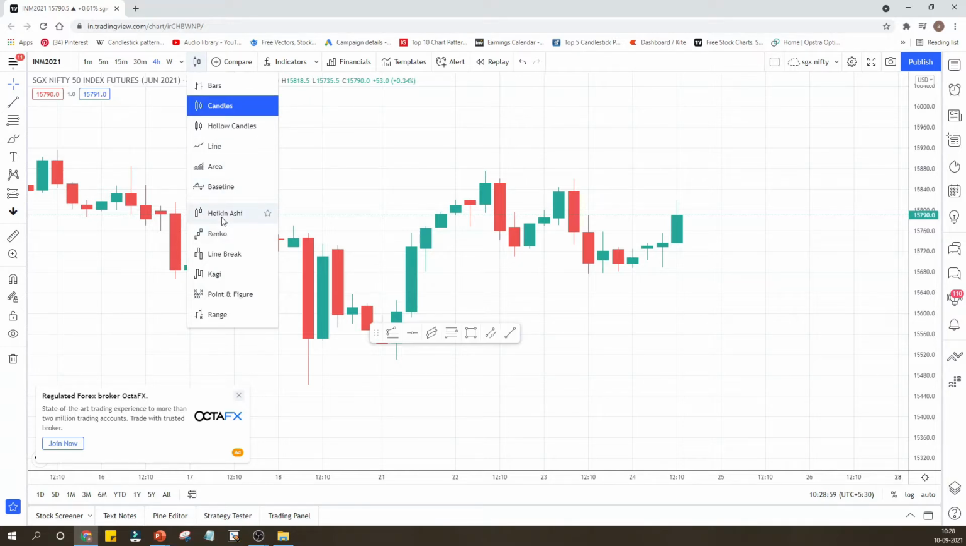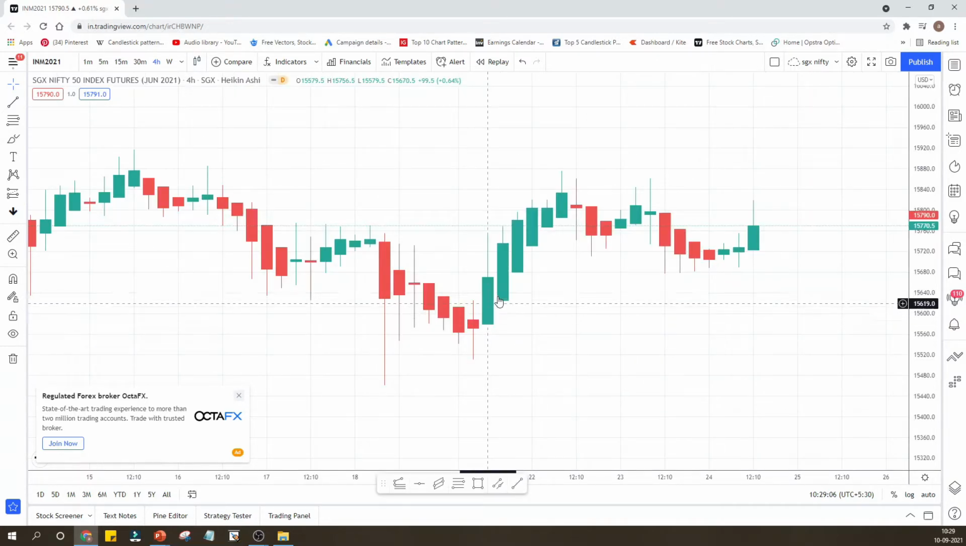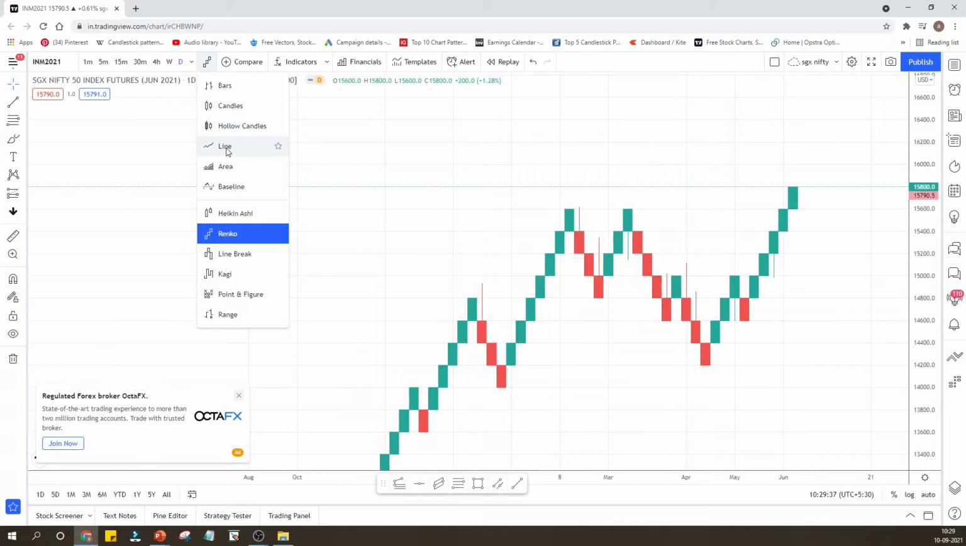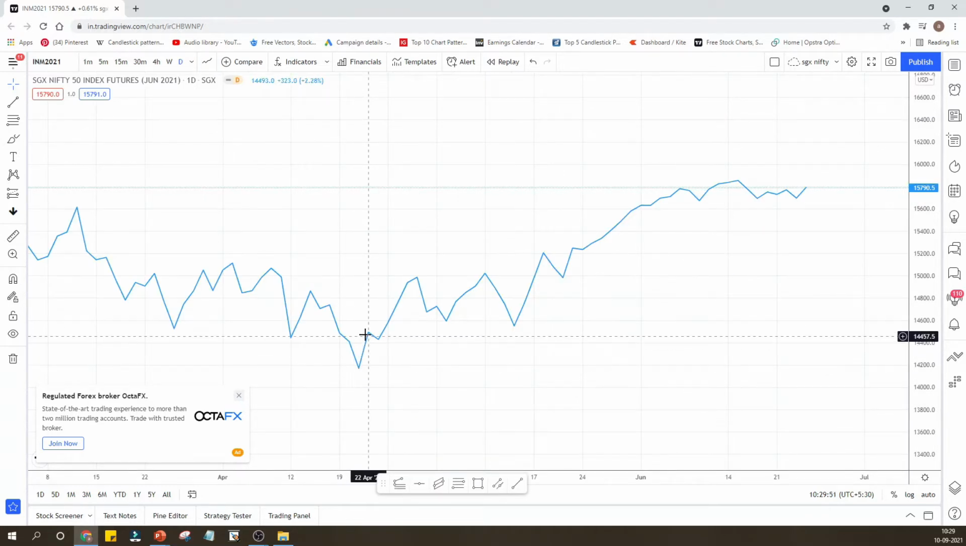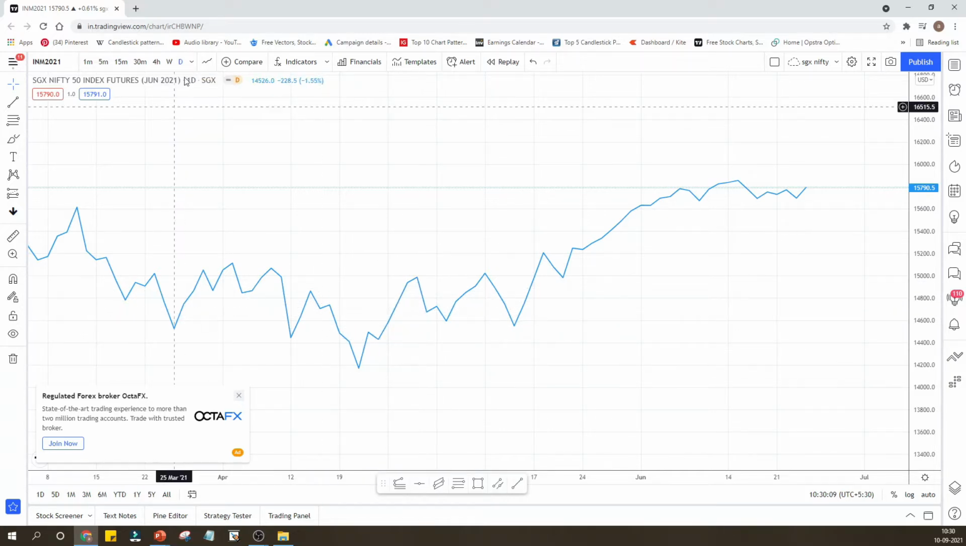Next we have Heikin Ashi. In Heikin Ashi you can see there are no down shadows here, only upper shadows. And we have the line chart. Line charts are drawn on the closing price of the price movement. Whenever the price closes, a dot is drawn there, and every dot is connected, and then the line chart is created. Now I am looking at the day time frame. You have the weekly time frame, 4 hours time frame, and 1 minute time frame also.